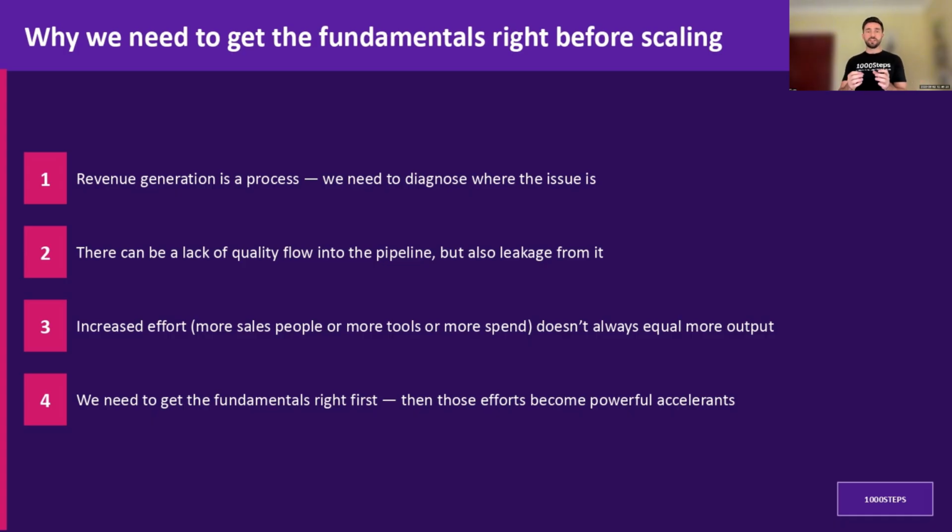We want to make sure that the efforts we're about to increase when we scale, so maybe more salespeople, more ad spend, more tools and software, more use of AI, whatever it might be, lead to an increased amount of output, and hopefully a proportional increase. Getting these fundamentals right first means there's less wastage and less time spent on ineffective routes and projects as we go along.